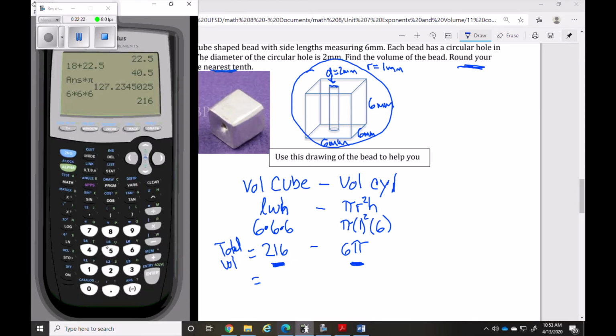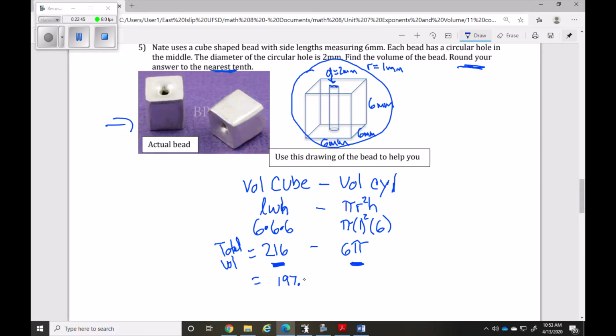And I can actually type this all in my calculator. I could do 216 minus 6 pi. Right? I could type it in just like that. And that's my rounded answer. They wanted it to the nearest tenth, so 197.2 millimeters cubed. And this is a rounded answer.